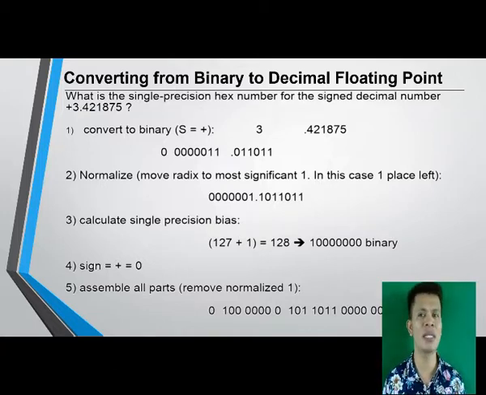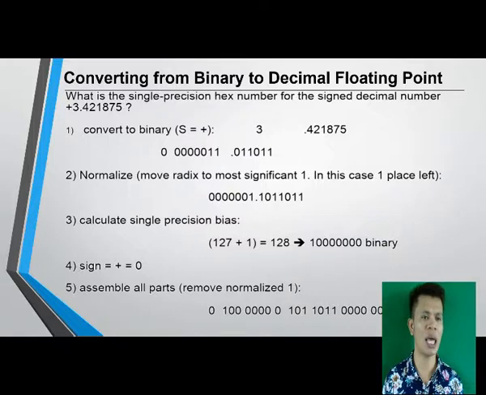This is step number 2. 0.10111011. We move 1 place from right to left. Number 3, we're going to calculate the exponent, since 127 plus 1 is equal to 128. Then we convert the biased exponent to binary, which is step number 4.